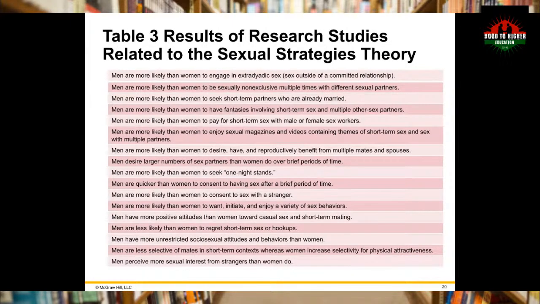Table 3, the results of research studies related to sexual strategies theory. Men are more likely than women to engage in extradyadic sex outside a committed relationship. Men are more likely than women to be sexually non-exclusive multiple times with different sexual partners. Men are more likely than women to seek short-term partners who are already married. Men are more likely than women to have fantasies involving short-term sex and multiple other sex partners. Take time, take notes, reflect.